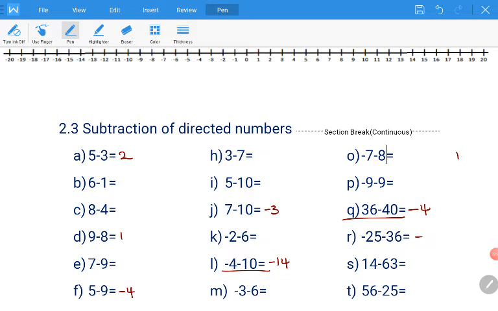So here, negative 25 minus 36: we are at 25, and we have moved 36 places to the left. That's why it's negative. If I add these, I get 11, carry 1, then this is 61. So negative 25 minus 36 is negative 61.